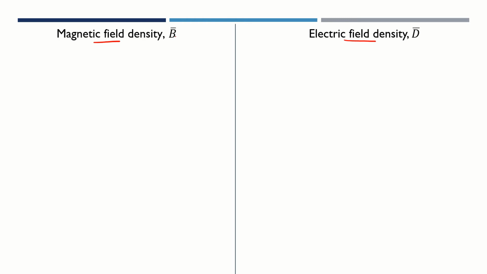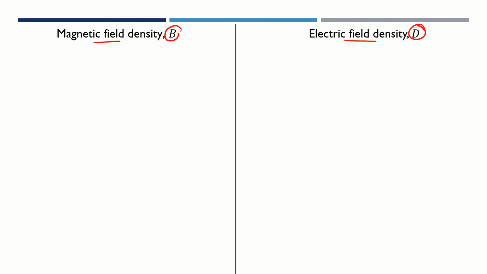Now let's compare the magnetic field density and the electric field density. Magnetic field density is represented by B, and electric field density is represented by D. This is what we have learned before. Since magnetic field is the same as electric field, only the symbol is different, and the terms might be quite different. For example, in electric field density we are dealing with Gauss law, but for magnetic field density we are dealing with Ampere's law, but the process is the same.